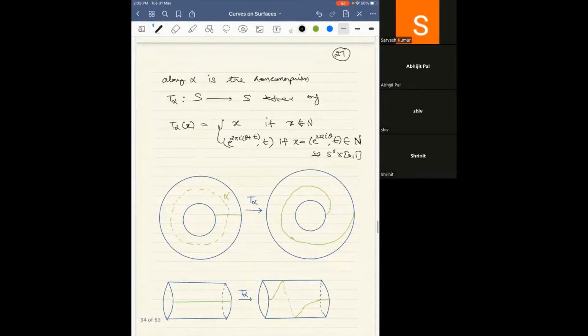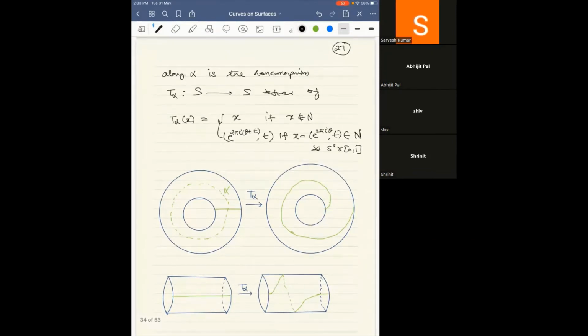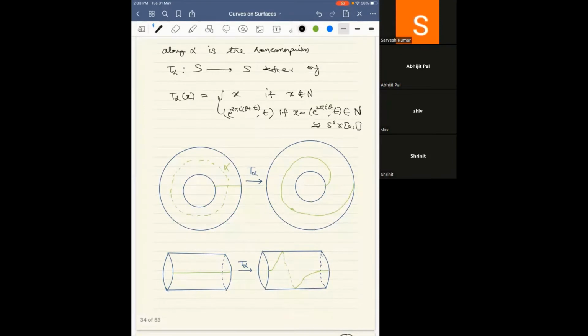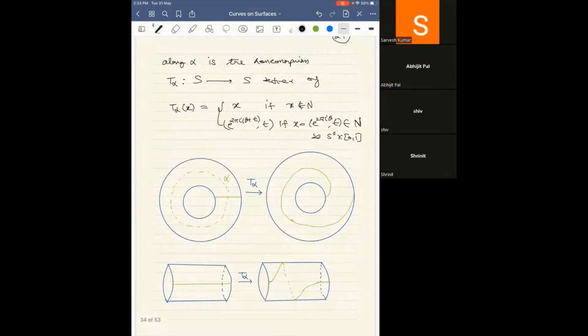So that is explained in this diagram. So you look at this arc which intersects alpha. What happens to this arc if you apply this twist around alpha? So you can see, what happens when t equal to 0 and t equal to 1? At t equal to 0, it is 2 pi i theta. And at t equal to 1, it is a complete round, 2 pi i theta plus 2 pi i. So a complete 2 pi turn.